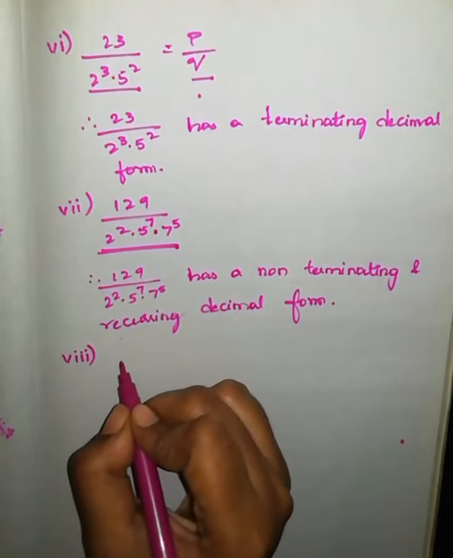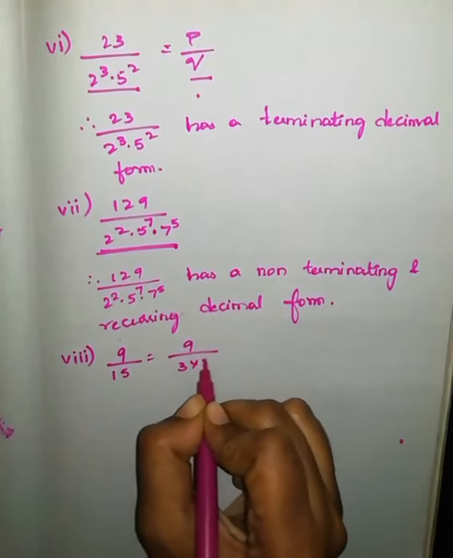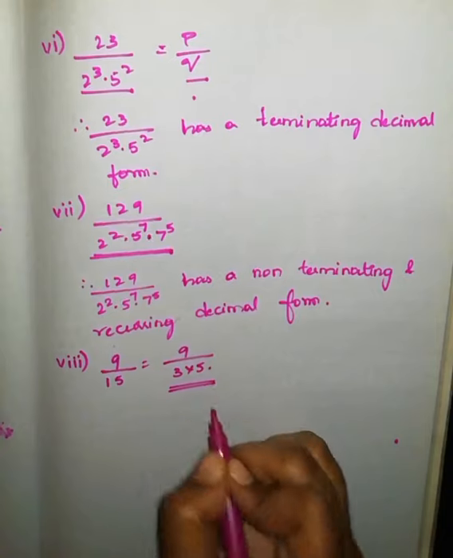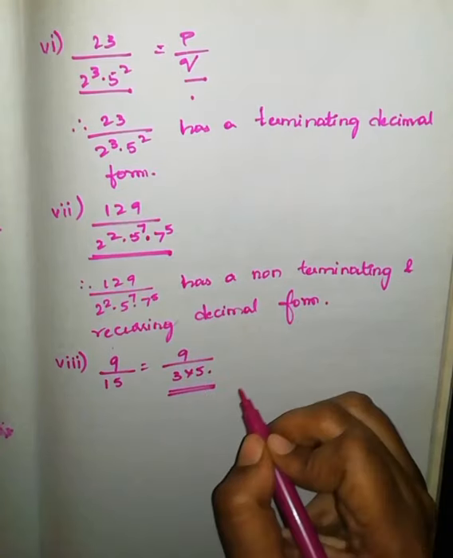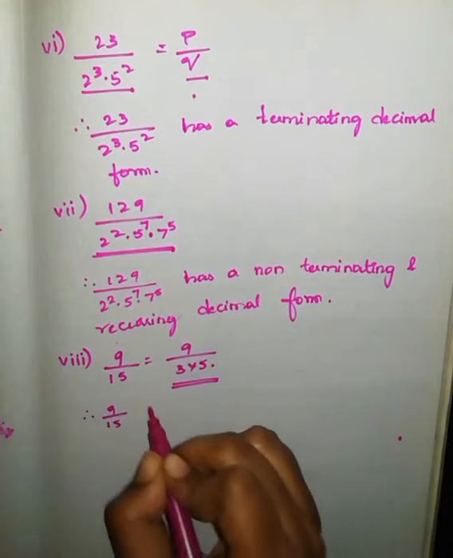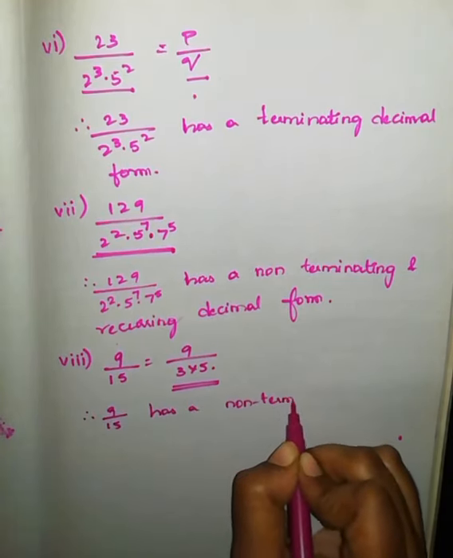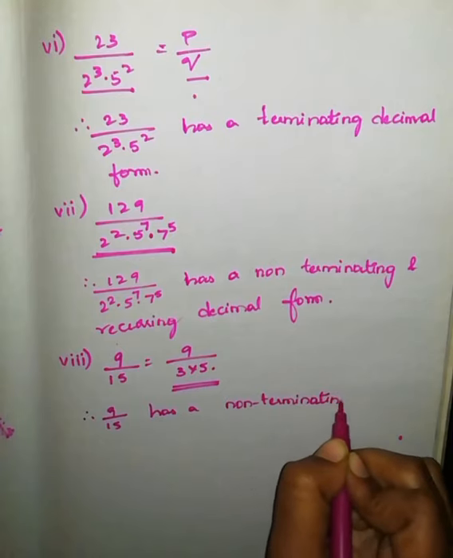Eighth question here is 9 by 15, which can be written as 9 by 3 into 5. Here Q is not in the form of 2 power n into 5 power m. Therefore 9 by 15 has a non-terminating and recurring decimal.